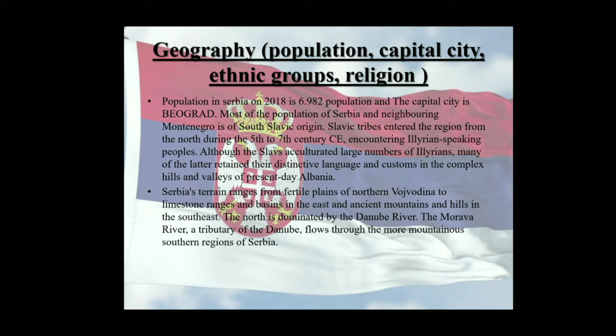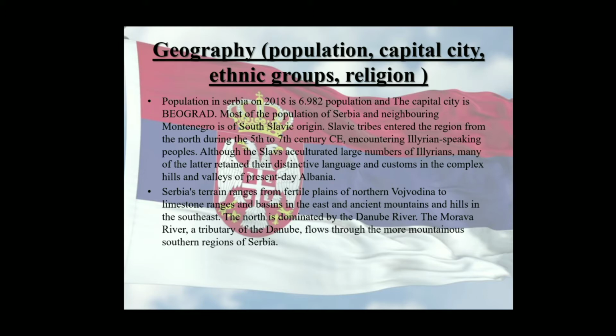Slavic tribes entered the region from the north during the 5th to 17th century CE, encountering Illyrian-speaking peoples. Although the Slavs acculturated large numbers of Illyrians, many of the latter retained their distinctive language and customs in the complex hills and valleys of present-day Albania.